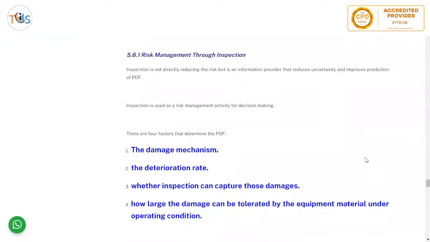Management of risk. Risk management through inspection. Inspection is not directly reducing the risk, but is information provided that reduces uncertainty and improves prediction of POF.